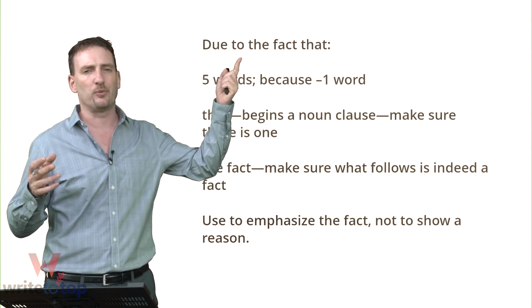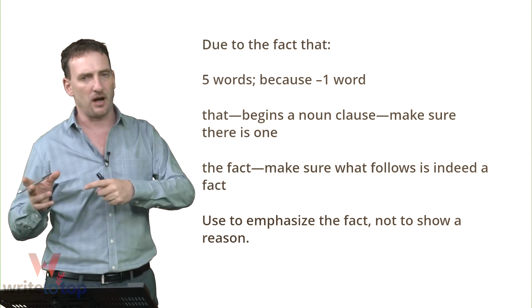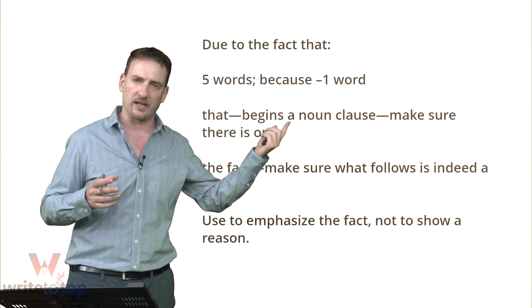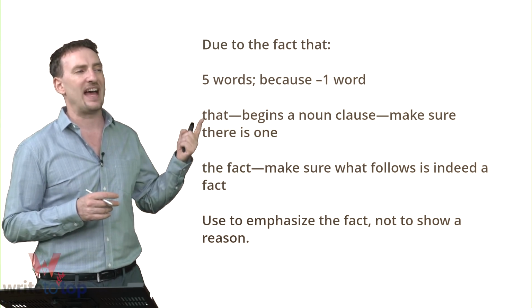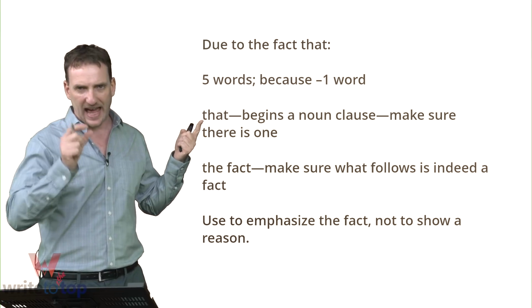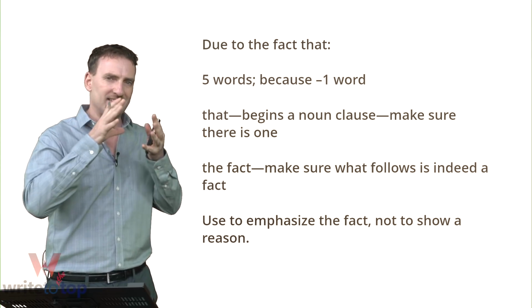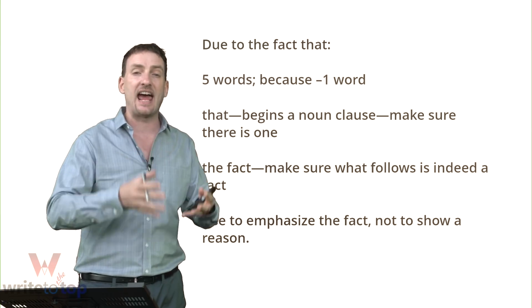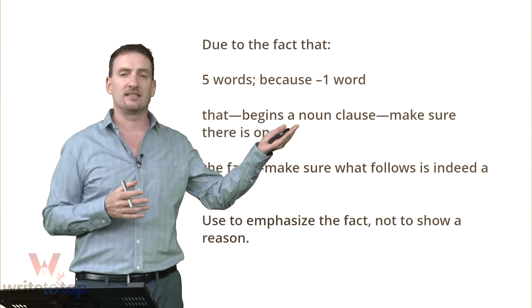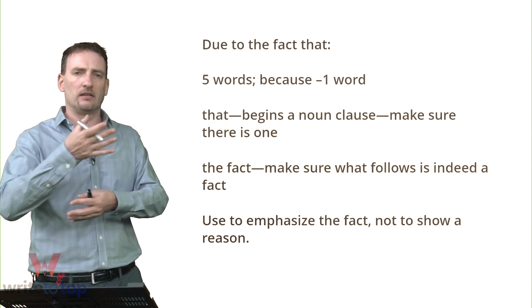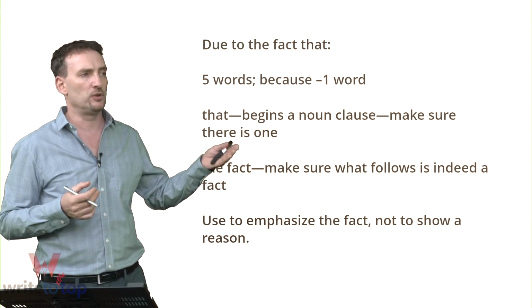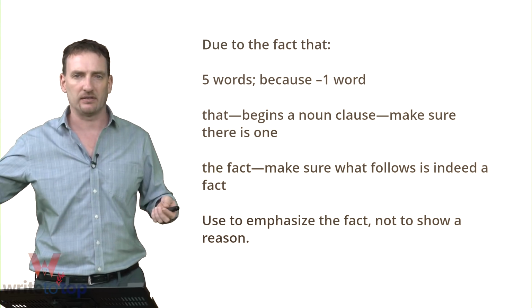If you're using 10 words instead of 2, that's a problem. Once in a while, okay. Don't use it twice in one essay. Now, due to the fact that, make sure that you understand that is the conjunction, the beginning of a noun clause, okay? It begins a noun clause. Make sure that you have a noun clause following this expression, due to the fact that something happened, okay?